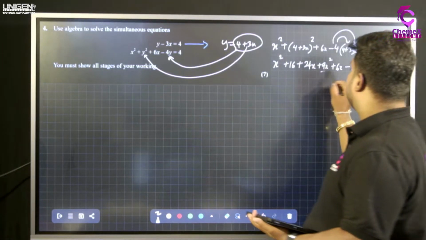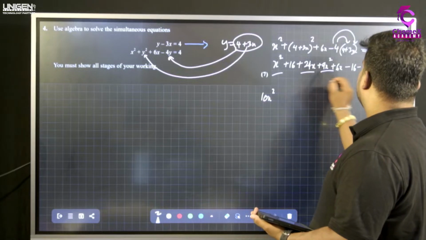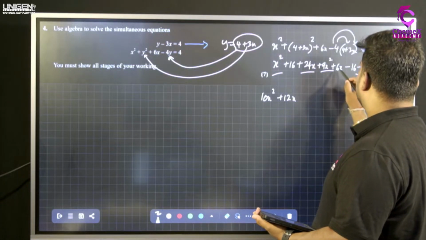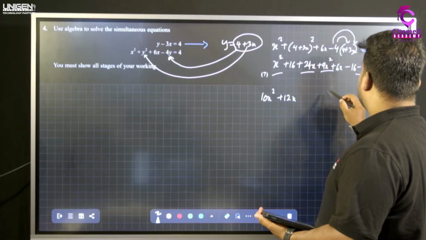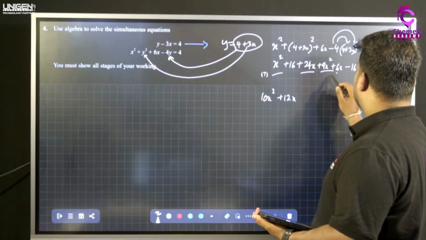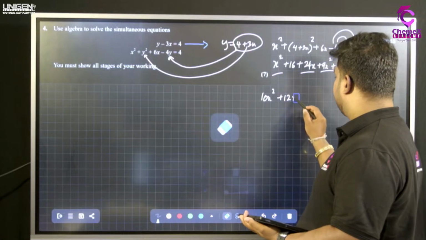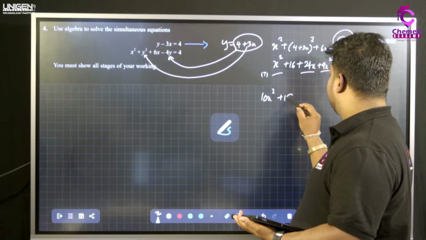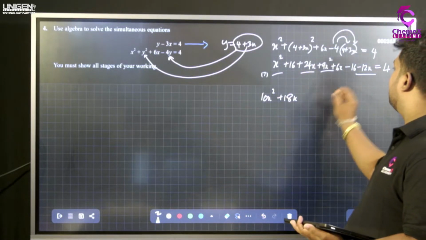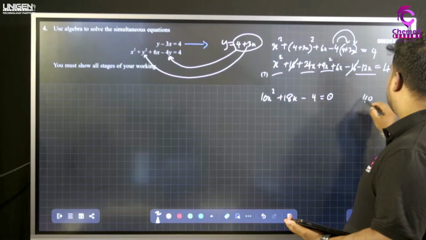Now simplify. 10x squared plus 12x plus 12x and plus 12x plus 6x is what? 18x, right? Yes. These two cancel, so 4 comes to the other side. So can you tell me what are the factors?